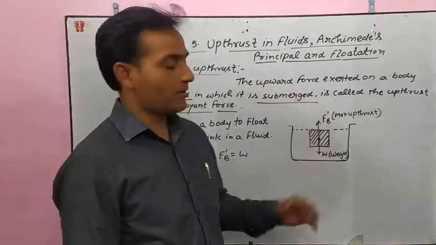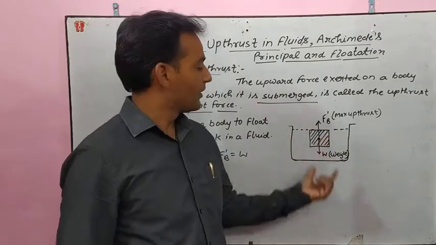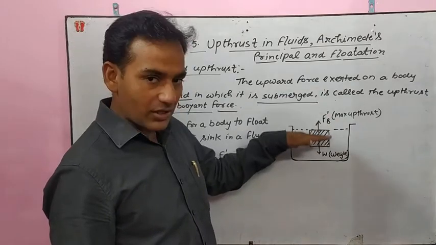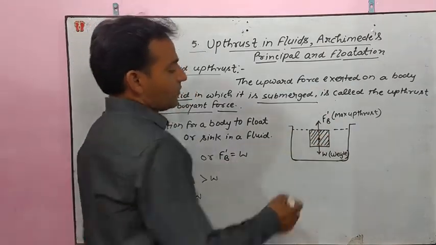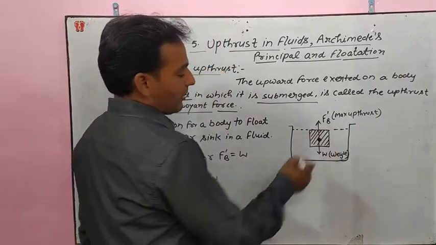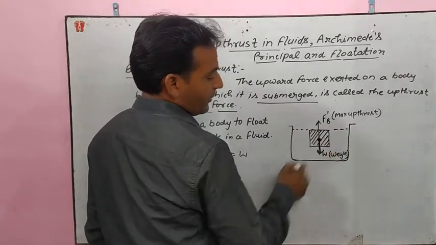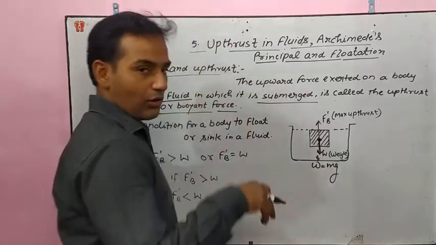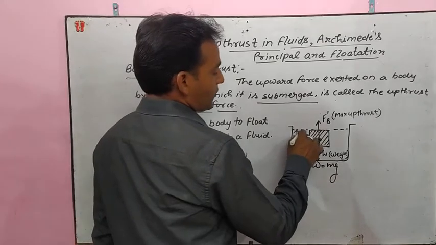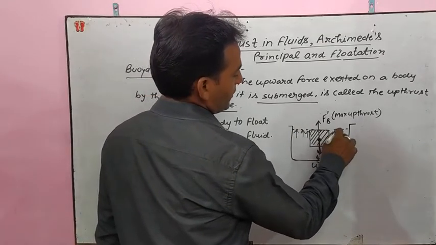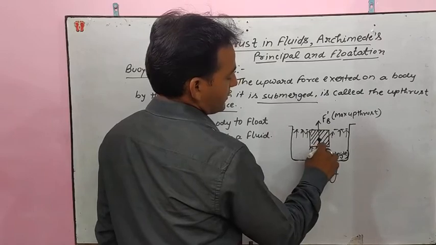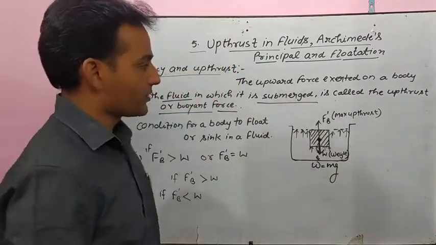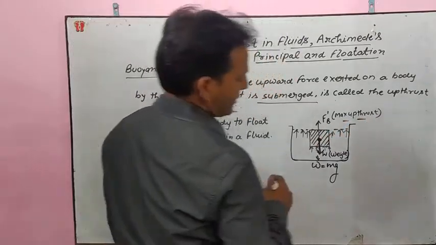This is the object, any block of wood or anything which is floating on the surface of the water, going down just a little. The weight of the object, W, will act in the downward direction. W is equal to m into g, mass into acceleration due to gravity, and it will always act downward. But the force because of water, which we call upthrust force, acts upward on the object. Let it be F dash B, the maximum upthrust force.